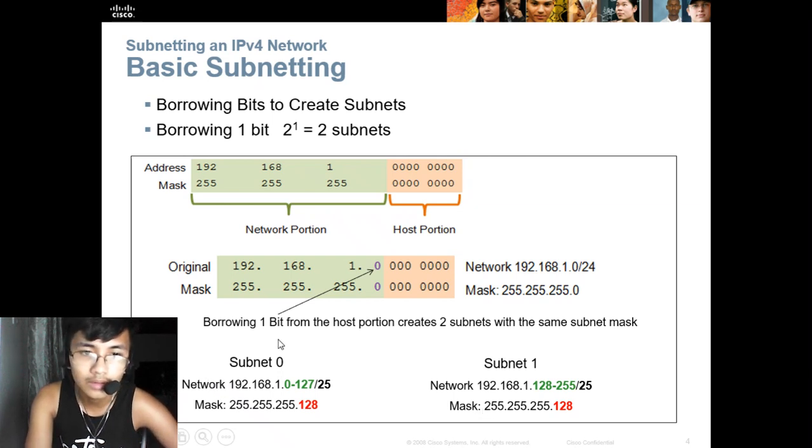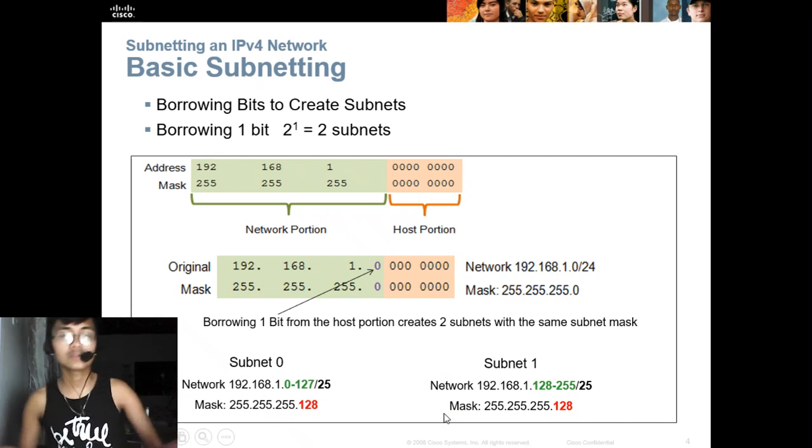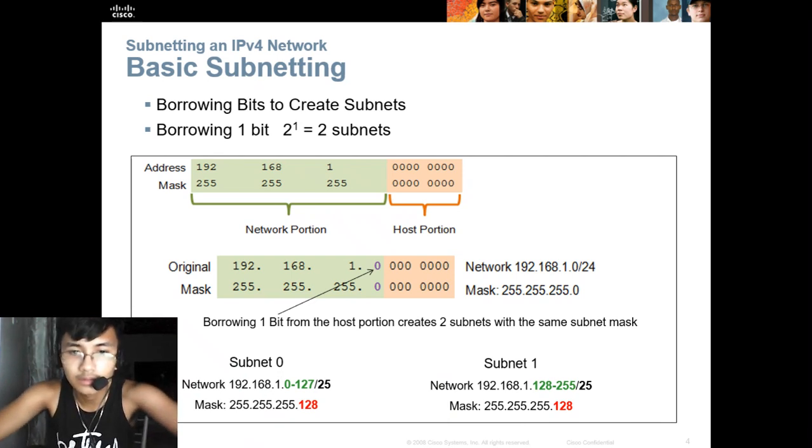Subnet 0 is 192.168.1.0 up to 127, with /25. And of course next is 128, so the mask is 128. They have the same subnet mask, but the difference is that they have different ranges when it comes to the network address. So the first one is 0 to 127, while the next subnet is 128 to 255.